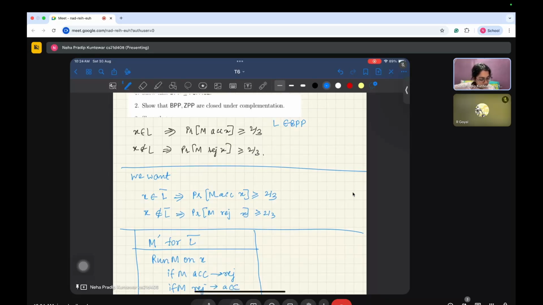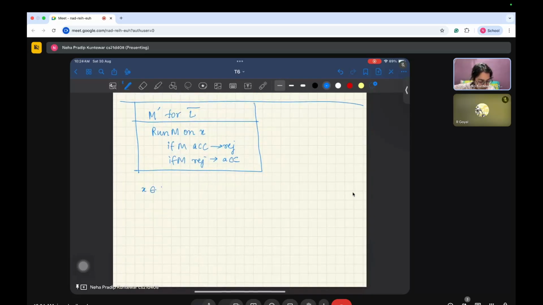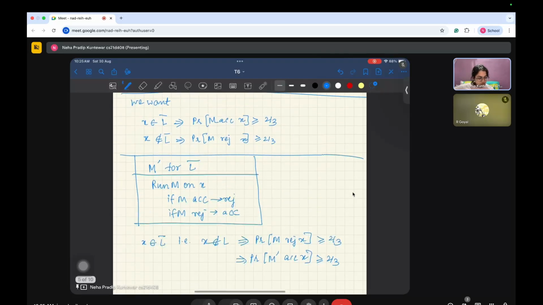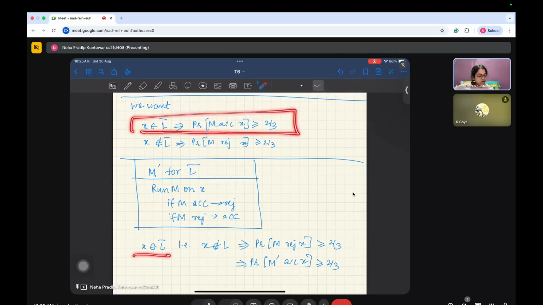So what will happen is, let's say x is in L complement. This is the same as x is not in L. So the probability that the original machine M rejects x is at least 2/3. What this means is that the probability that the new machine M prime accepts x is at least 2/3, because we only flipped the acceptance and rejection. So this gives us the first requirement: when x is in L bar, we are going to accept with two-third probability.